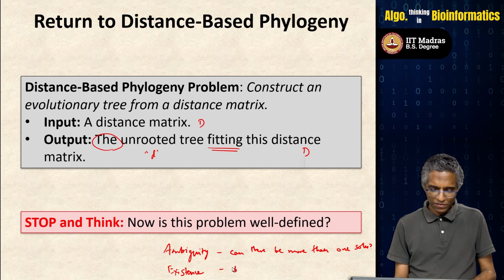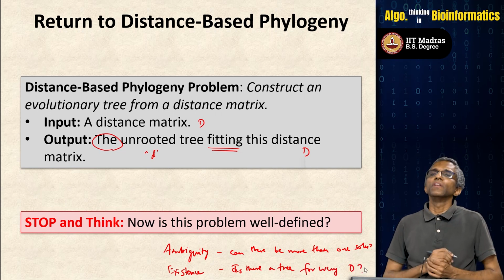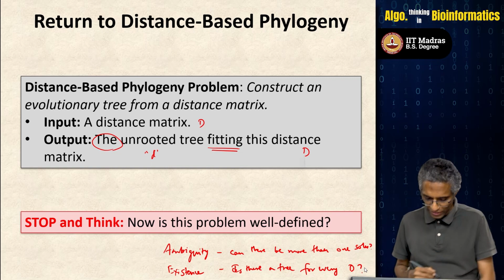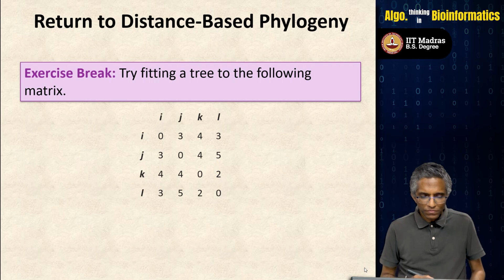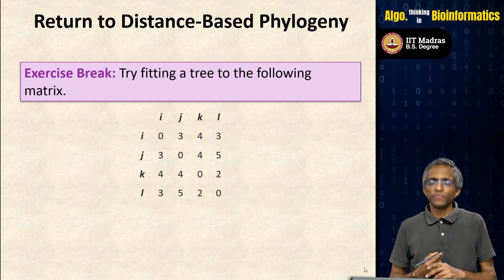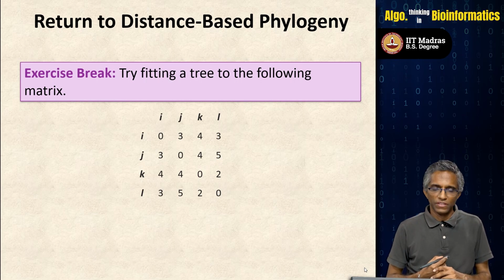Is there a tree for every D, every possible D that is provided, a distance matrix that is provided as an input? So, here is one distance matrix, and the exercise is to try to fit a tree to the following matrix. Okay, so let us just try this.